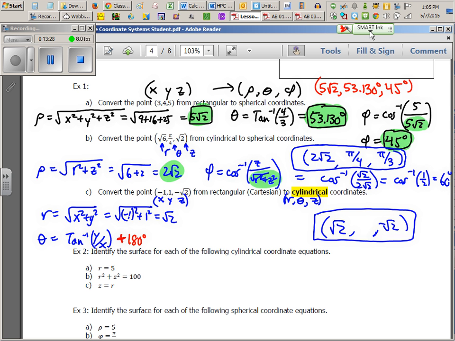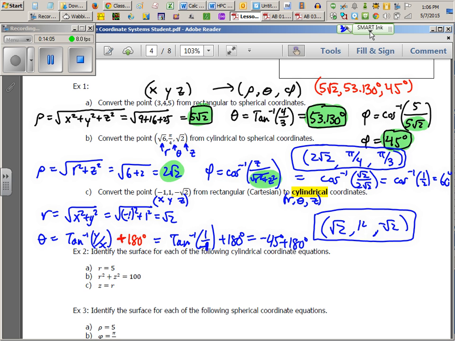Why? What's negative? X is negative. Very, very important. If you type inverse tan of 1 over negative 1 in your calculator, it's going to say negative 45 degrees. Okay? You need to remember to add 180, otherwise it's not going to make any sense. How can a point with a negative x coordinate and a positive y coordinate end up in quadrant 4? That's impossible. So you just have to use your common sense. Negative 1, 1 is a quadrant 2 point, so it should have a quadrant 2 angle. 135, not negative 45.